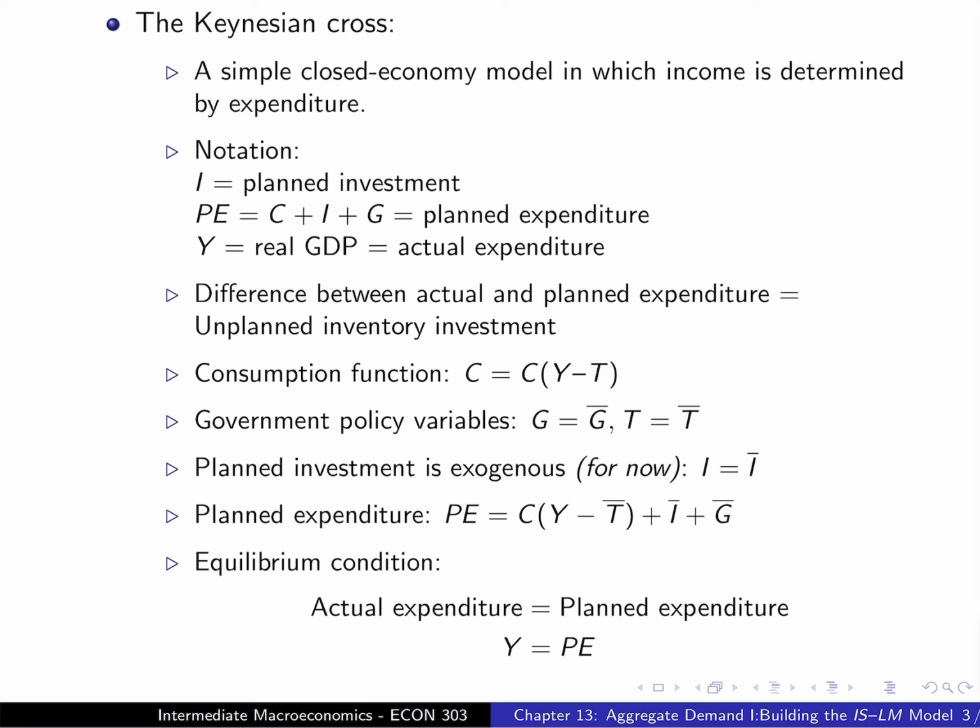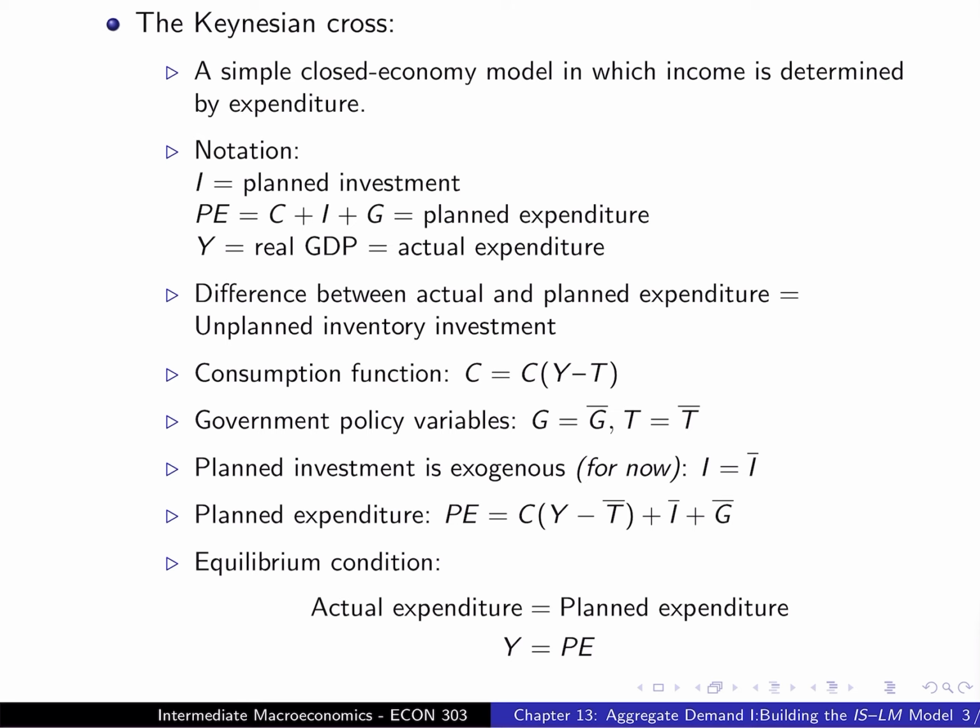Consumption depends on disposable income, which is income after taxes. C equals consumption, a function of Y minus T. We treat government spending and taxes as fixed. G equals G bar and T equals T bar. Investment is also treated as fixed, exogenous for now. I equals I bar. Using these assumptions, we write planned expenditure as PE equals consumption, a function of Y minus T bar, plus I bar plus G bar.